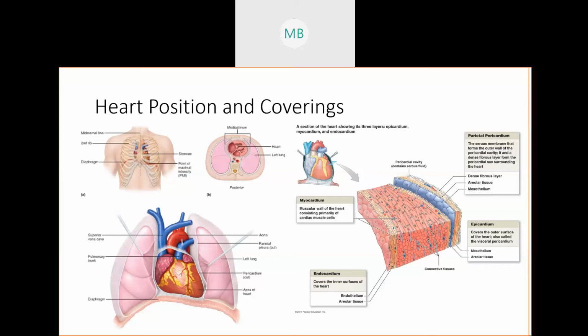There are 3 major layers that we've talked about: the epicardium, myocardium, and endocardium. Your epicardium can also be called the pericardium. We'll get into some of those details in just a second. And it is the heart's outer covering. Its job is to protect the heart, including from itself. But its job is to protect the heart.